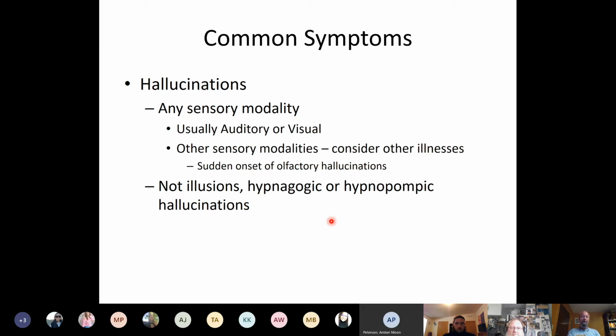Hypnagogic and hypnopompic. Hypnagogic is going to sleep; hypnopompic is waking up. Probably many of you have had those, where you hear your name or something just as you're falling asleep, and then it wakes you up. And illusions.